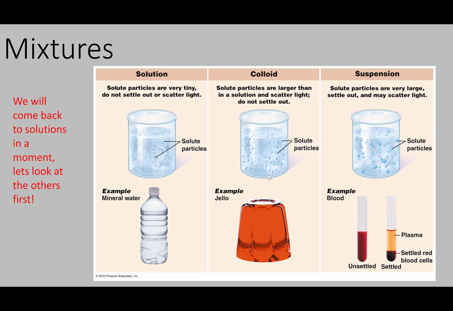So now, moving on to mixtures. Most matter exists as a mixture, and a mixture, by definition, is just two or more components physically intermixed. And there can be different types of mixtures: solutions, colloids, suspensions. And solutions really are the one that we're going to talk about most in this class and in Bio 137. So we'll look at solutions here in just a moment, but first let's talk about the other two.